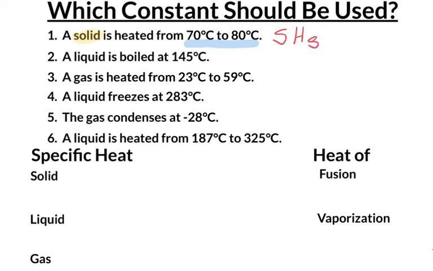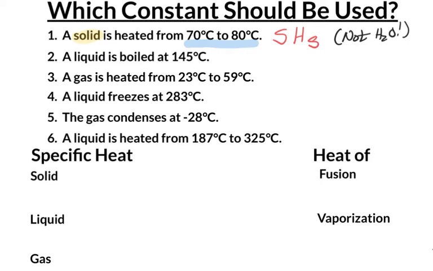Notice that it's 70 degrees to 80 degrees Celsius and it says it's a solid. Do you think this is water? No, it's not, because water would be melted at 70 degrees Celsius. So this is some other substance. Notice that these constants can be for any substance. They all have different specific heats and heats of, and they're very specific to that chemical. Okay, let's try the second one.